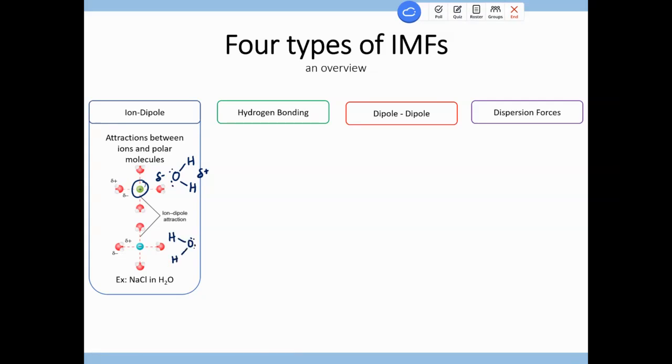And then the same but opposite is true for an anion in solution, which, in the case of water, would be attracted to the hydrogens in water. And this is why ionic compounds dissolve in water. The water surrounds the ions.